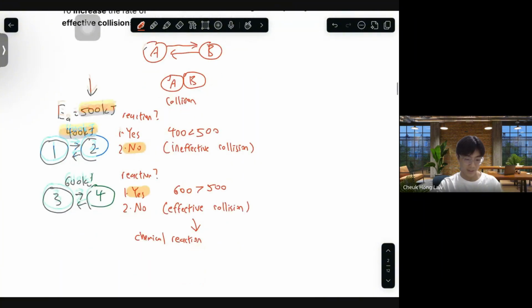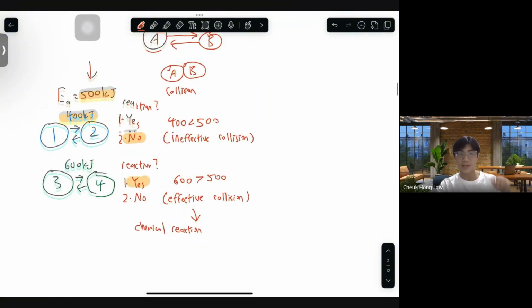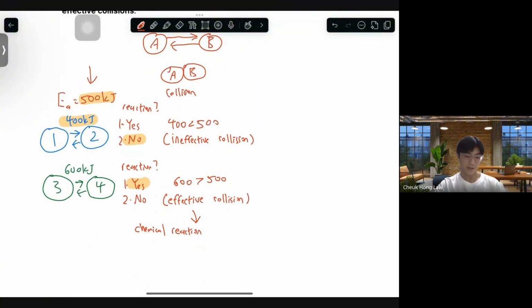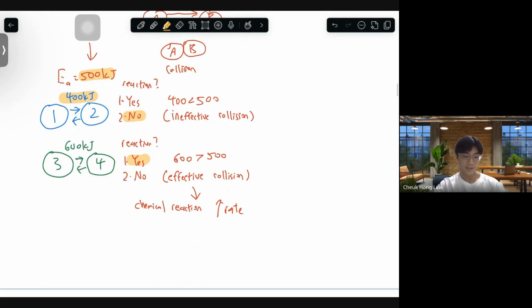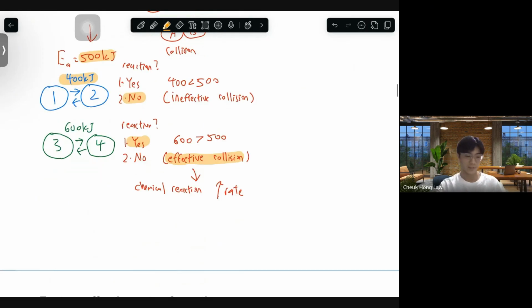So now that we understand that, this topic is on rate of reaction. So how can we increase the rate of a chemical reaction based on what we just learned? We need more effective collisions, right? Because effective collisions is what causes your chemical reaction. So if I want the chemical reaction to happen faster, I need more effective collisions, okay?